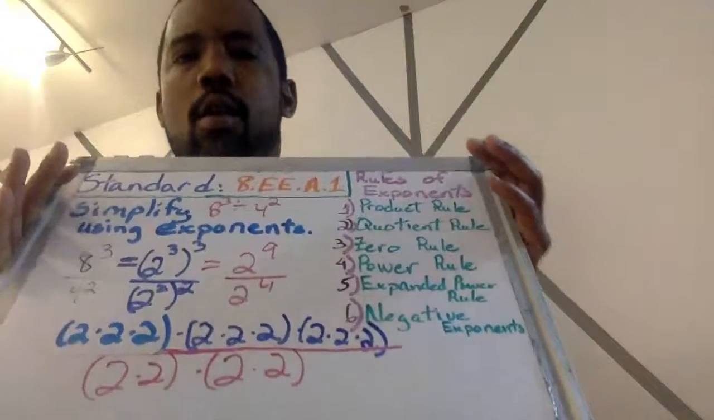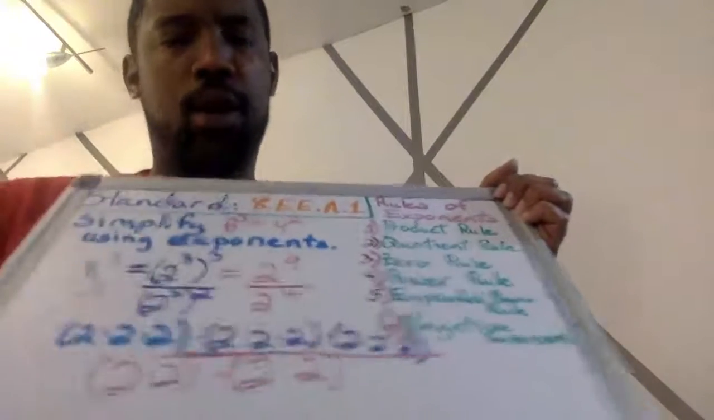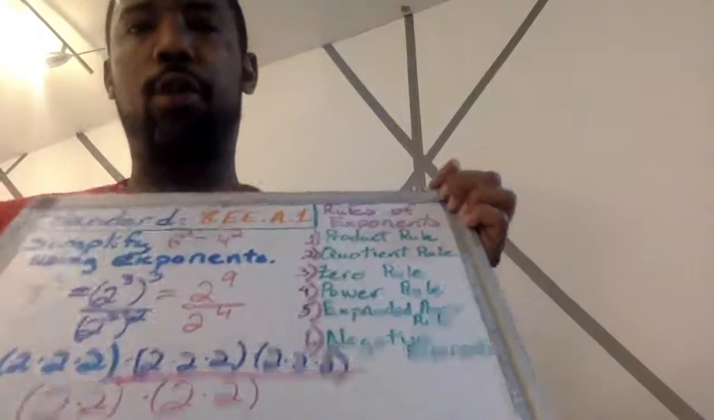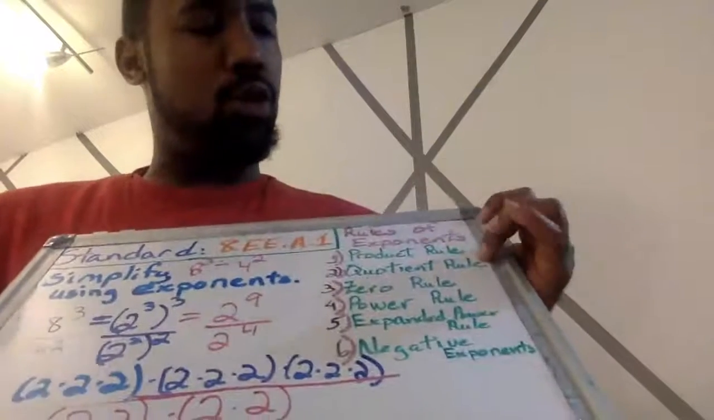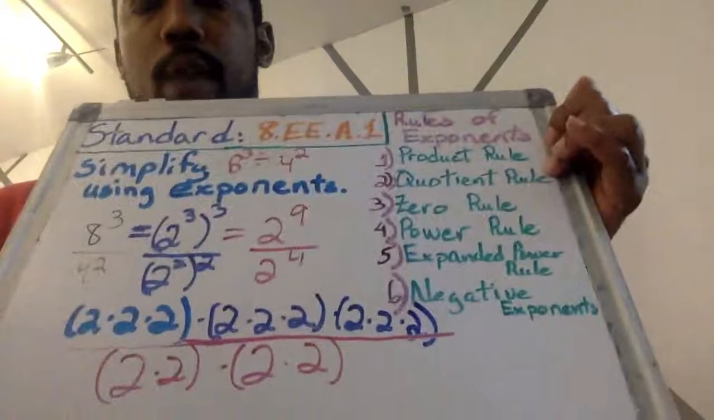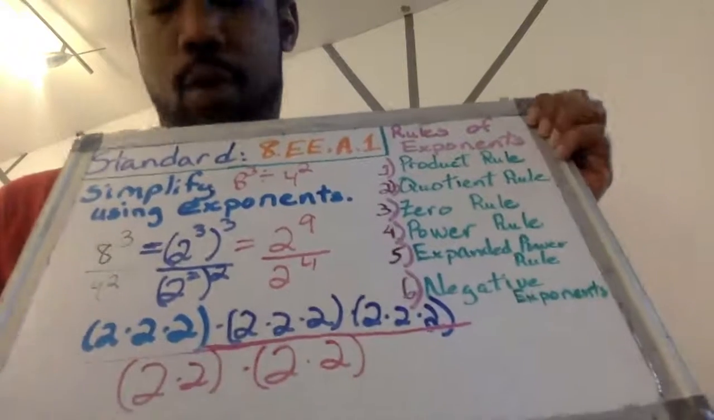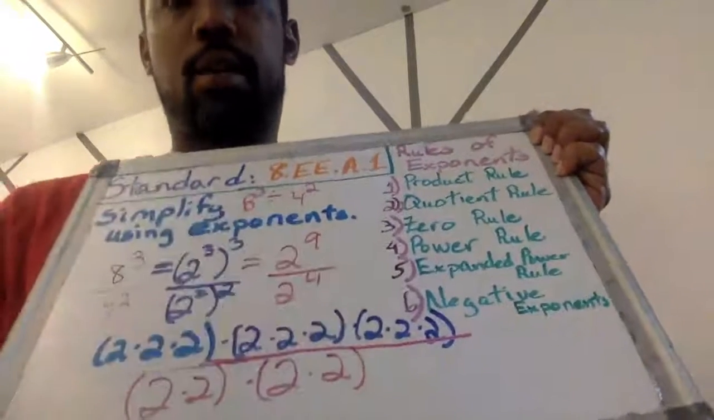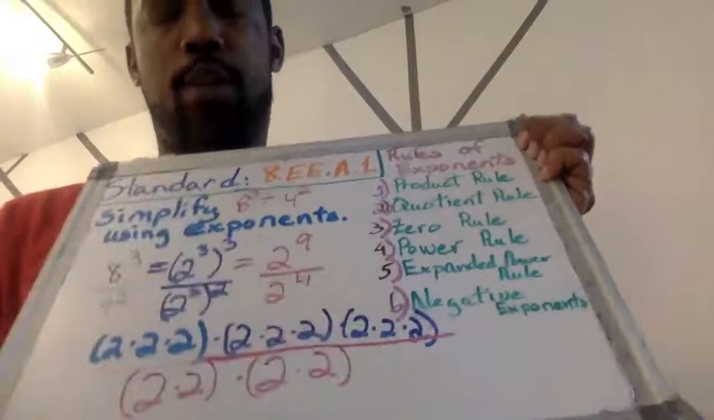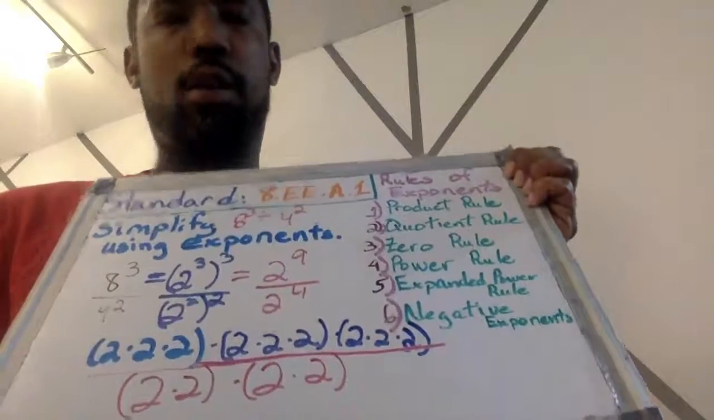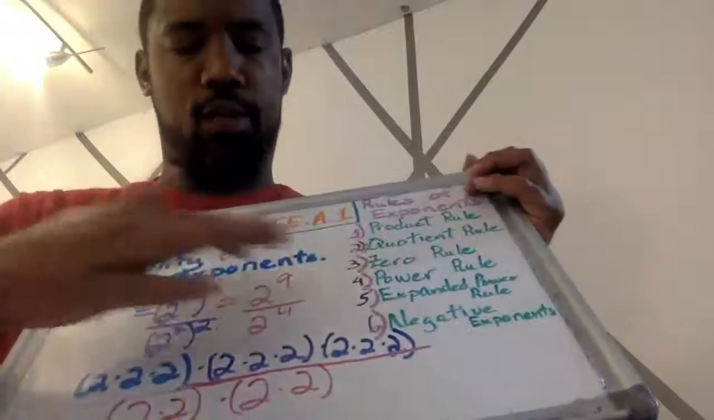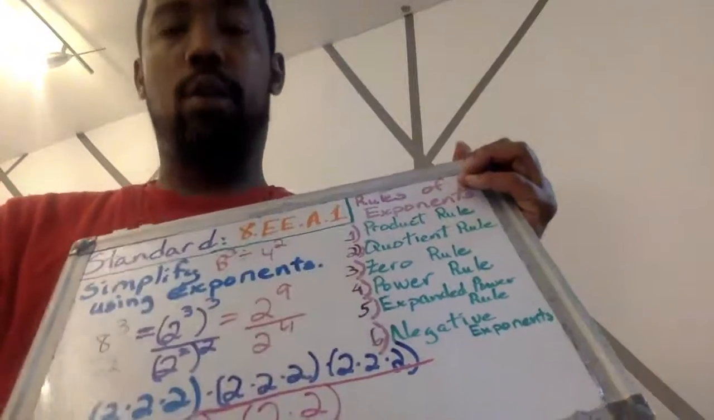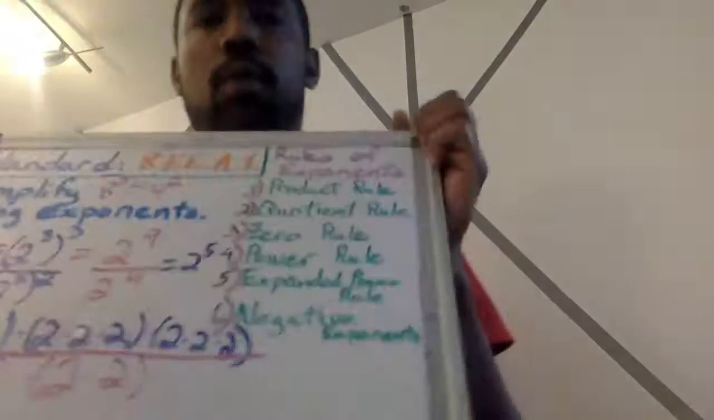Now, from here, where we have 2 to the 9th divided by 2 to the 4th, using the exponent rules, you would use number 2, the quotient rule. The quotient rule says that when you have 2 exponents with the same base and you're dividing them, you subtract the exponents. So the answer would be 2 to the 9 minus 4, which is 2 to the 5th power. All right, so we have the answer.